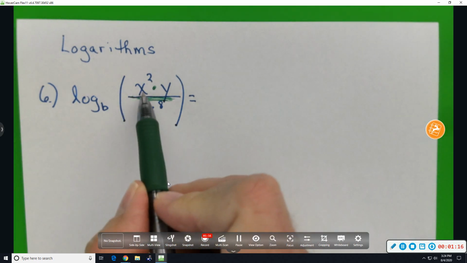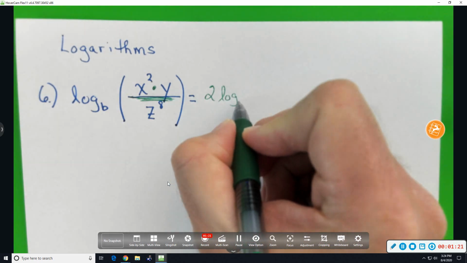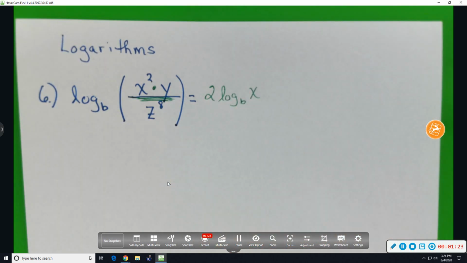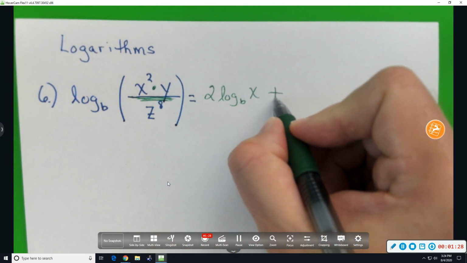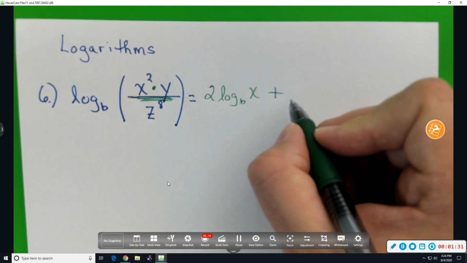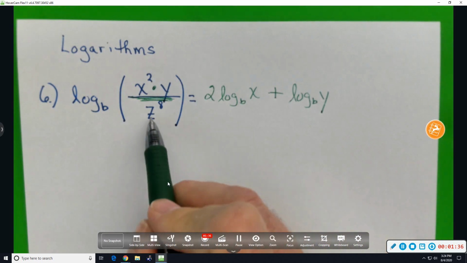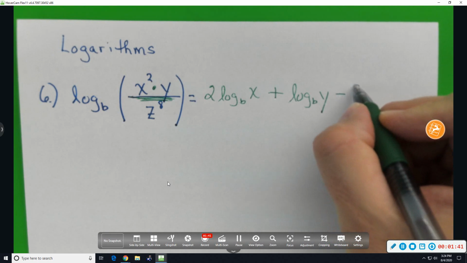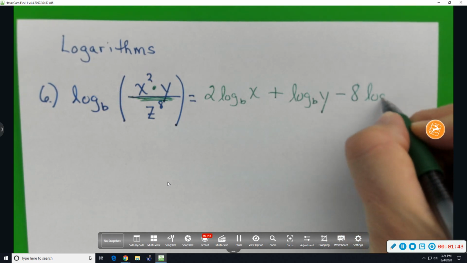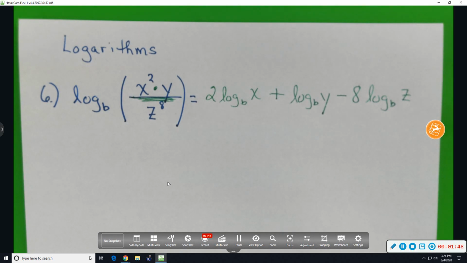So I'm going to start with the x squared. The exponent goes in front of the letter L. So we write 2 log base b of x. Then a plus, because the y is on top. There's no exponent on the y, so we'll just write log base b of y. Then we move to the z. The z is on the bottom, so that's a minus. 8 log base b of z. Now, that's what we're going to have to type in. So let's see how you type this in.